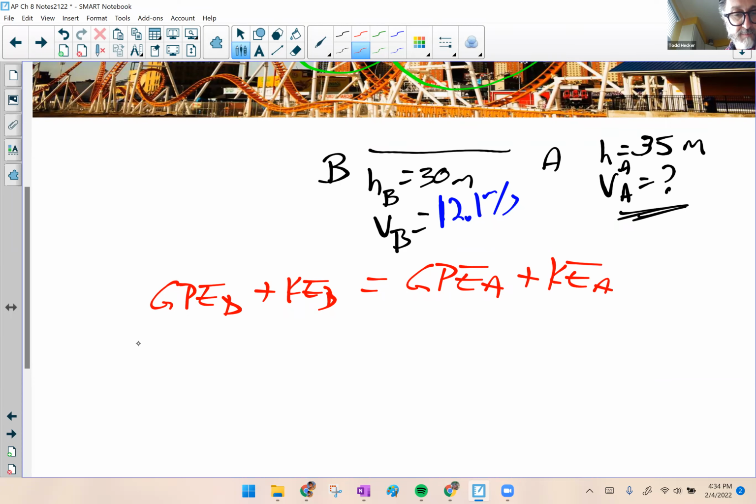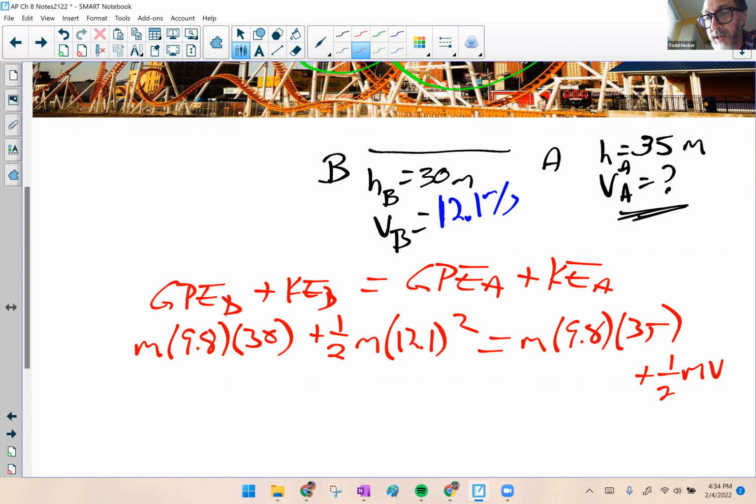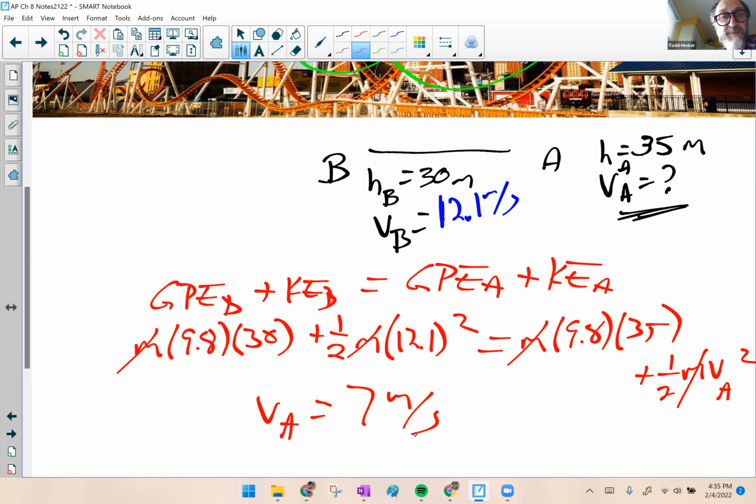So mass times 9.8 times 30 plus 1/2 m times 12.1 squared equals mass times 9.8 times 35 plus 1/2 m times the velocity at A squared. Cancel out your m's, solve for the velocity at A, and you end up getting 7 meters per second. So that's the velocity that we need at the top of that first hill to get around the loop. Okay?